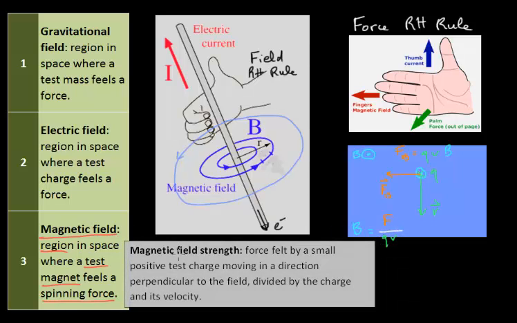And this takes me to the following definition for magnetic field strength. It's the force felt by a small positive test charge moving in a direction perpendicular to the field divided by the charge and its velocity. It's quite a complicated definition for a variable, but if you have this picture in mind and this relationship between these variables, B equals F over QV, it's actually rather easy to formulate.